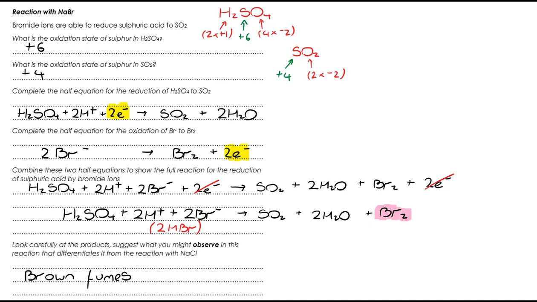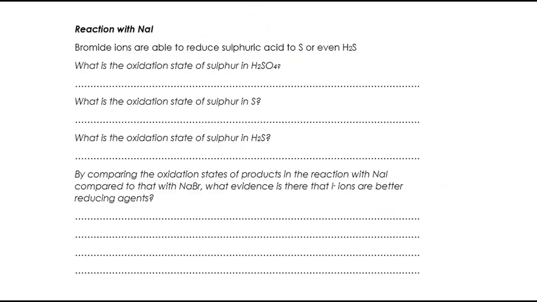Now, if you are equipped to build half equations and combine half equations, the only thing you actually have to learn here is that bromide ions can reduce sulfuric acid to SO2. The rest can be done by utilising those skills. Let's move on and let's look at NaI.